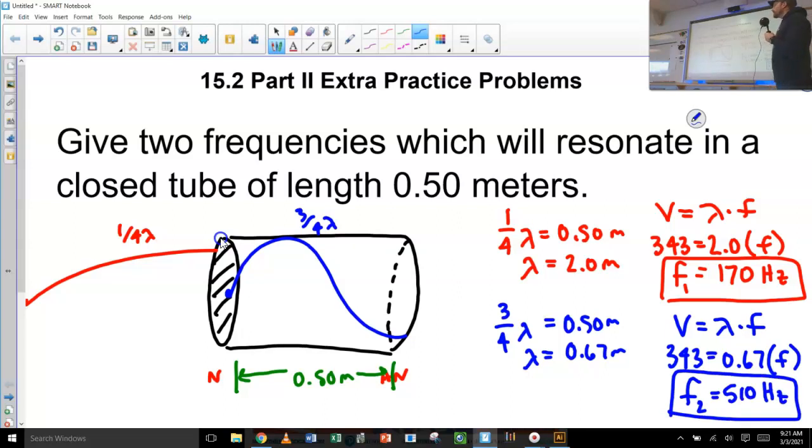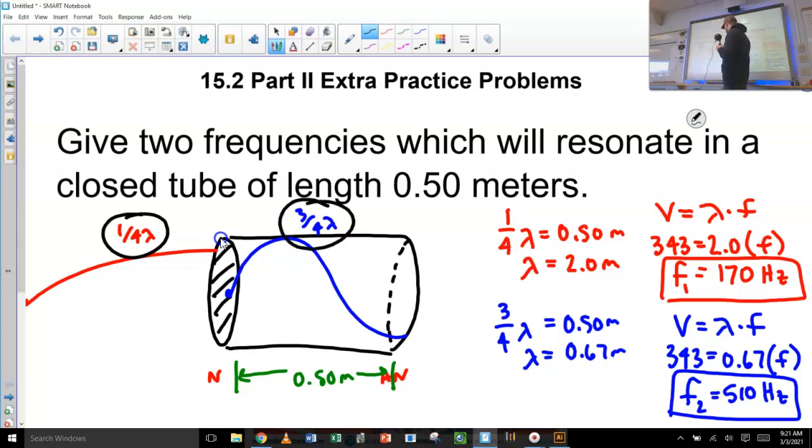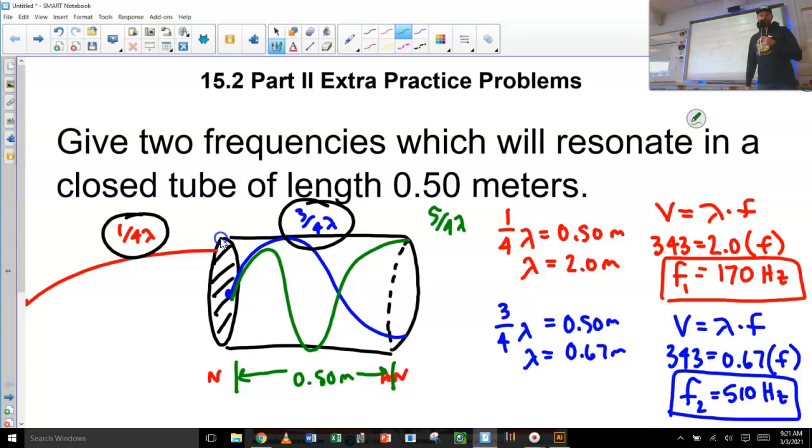Here's the key. Knowing that when you have a closed tube, it starts at 1/4, 3/4. The next one, if I was going to do another one, would be 5/4. And so on, and I would follow that same idea. Let's do another problem.